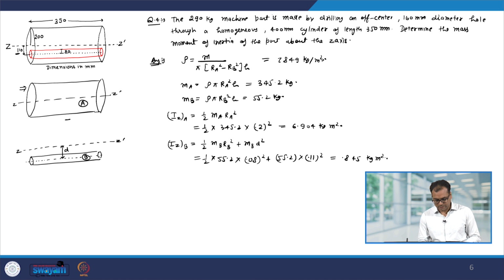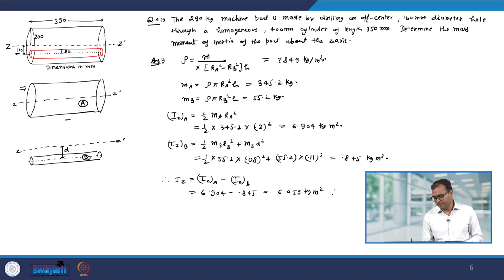So, that is equal to 0.11 square, you can put the value and it comes out to be 0.845 kg meter square. Therefore, the moment of inertia about the z axis will be the moment of inertia of A about the z axis minus the moment of inertia of B about the z axis. So, that is equal to 6.904 minus 0.845, that is equal to 6.059 kg meter square. So, this is how we can calculate the moment of inertia of the composite bodies.